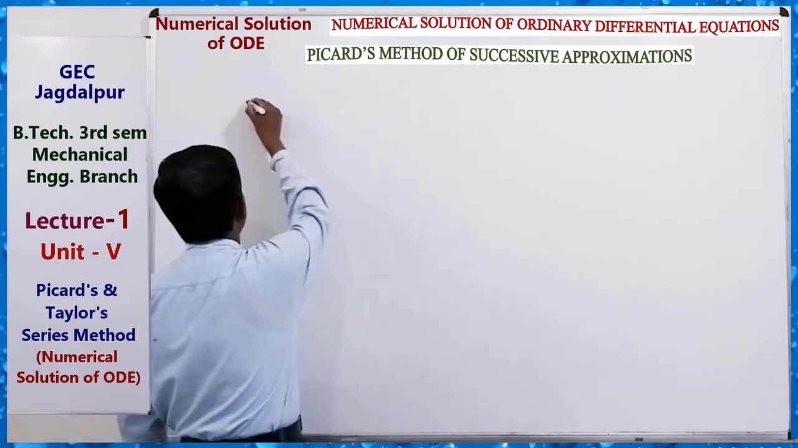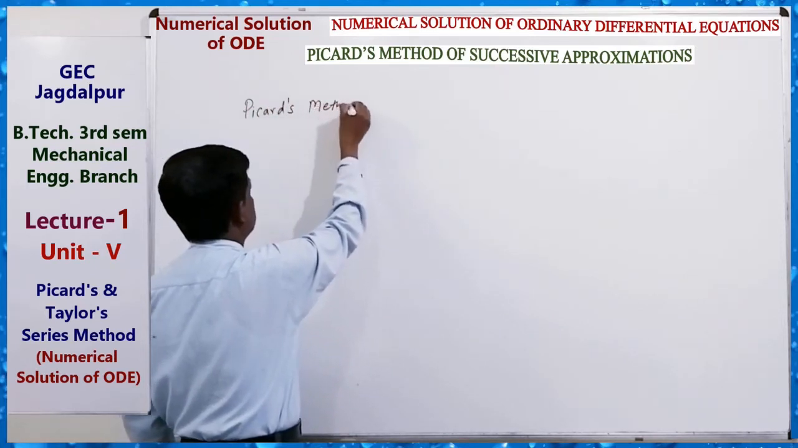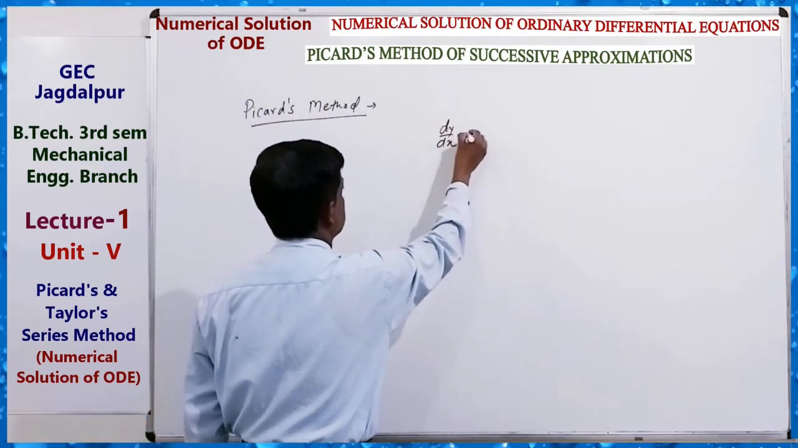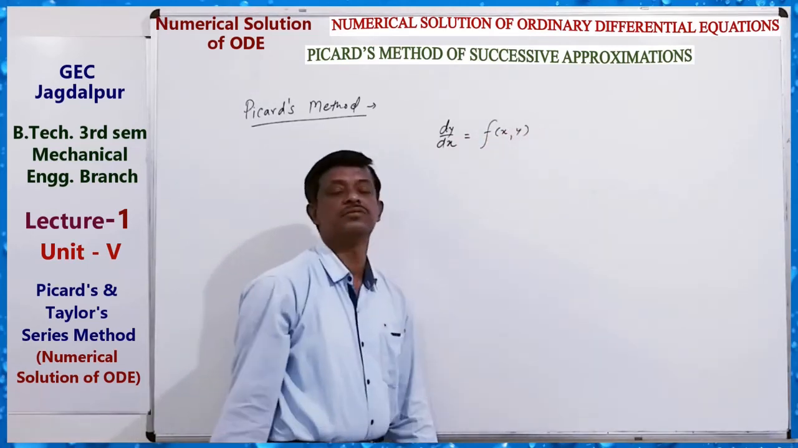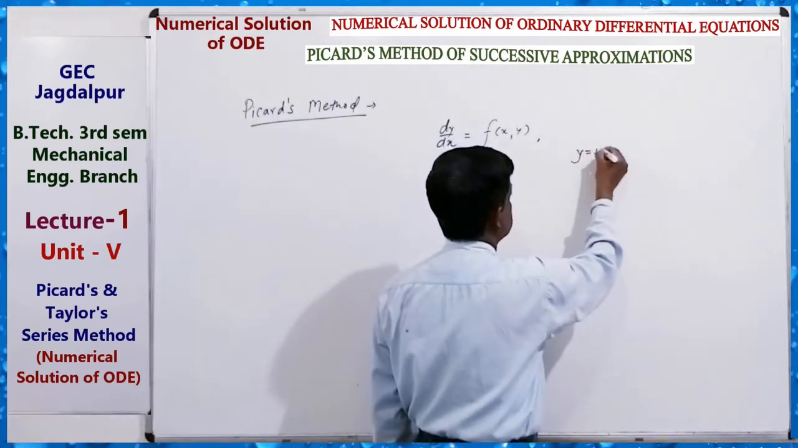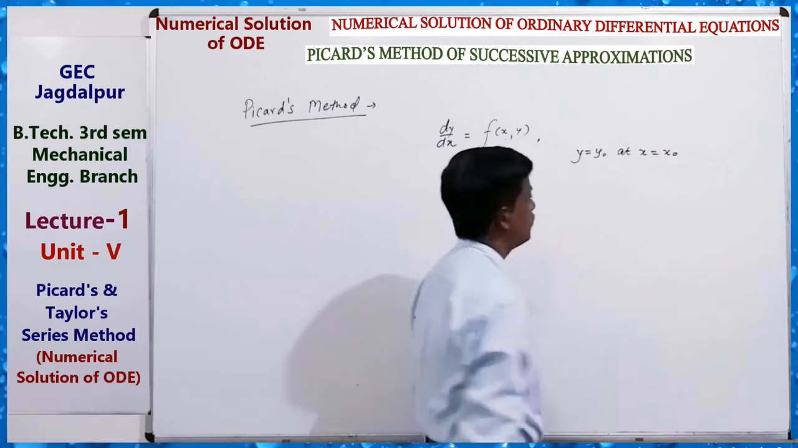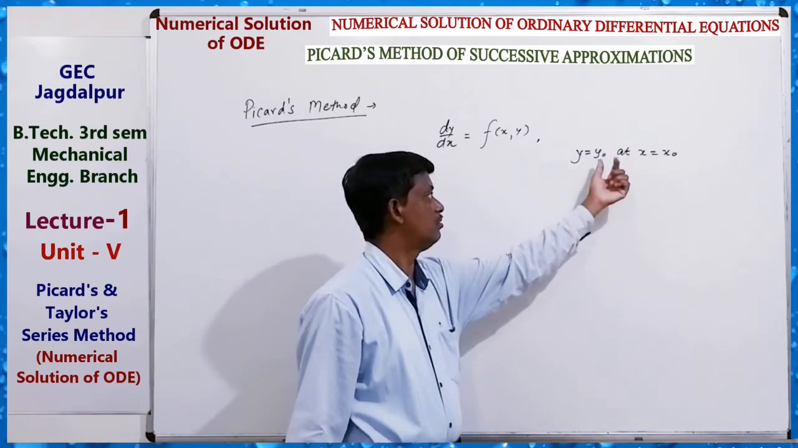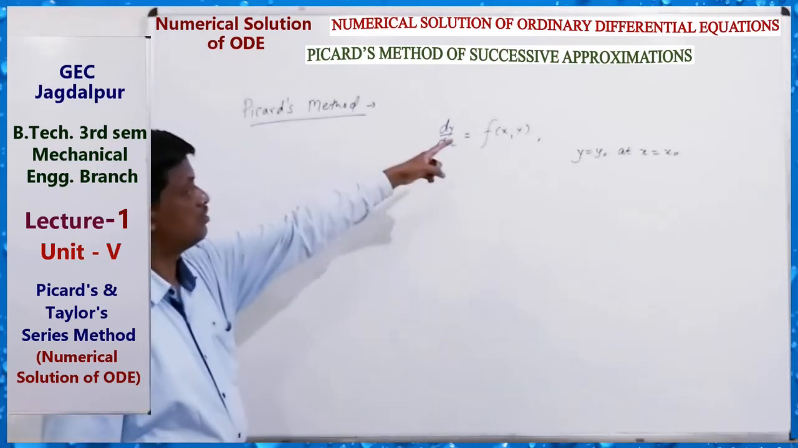So Picard's method. In this method, suppose our equation is dy upon dx equals to function of x, y. This is our first order differential equation, with the initial condition y equals to y0 at x equals to x0, meaning the value of x is x0, and for x0 the value of y is y0. This is a single condition. This is an initial value problem, a first order differential equation.